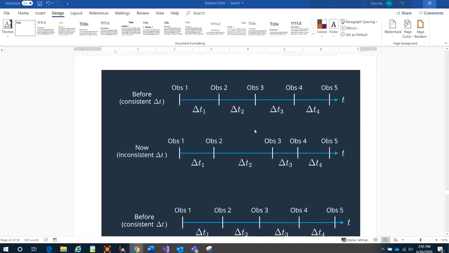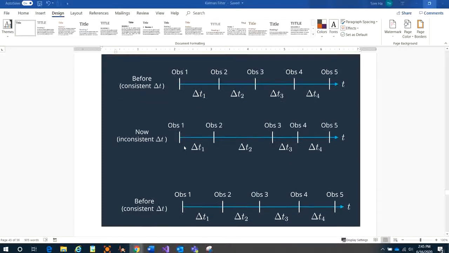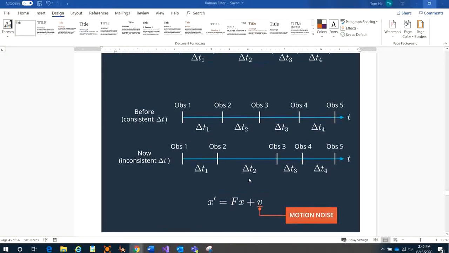And we always check the problem in the step of the observation is the same. It means the delta t is always the same between the old and the new observation, right? But in reality, in the real world, the time between the two observations is different. Delta t1, delta t2, delta t3, delta t4, right?